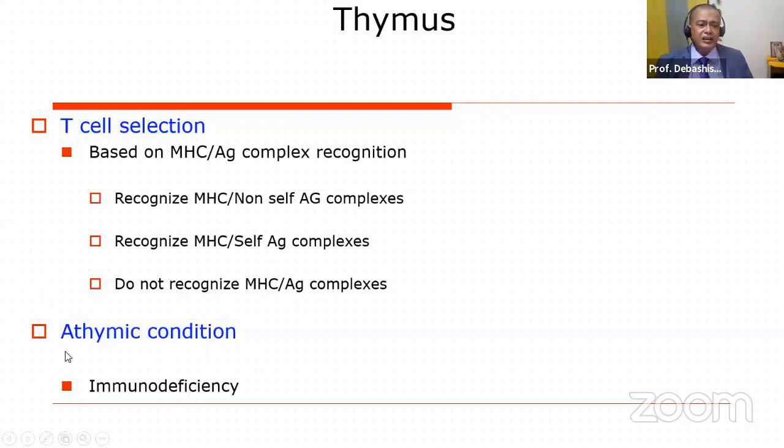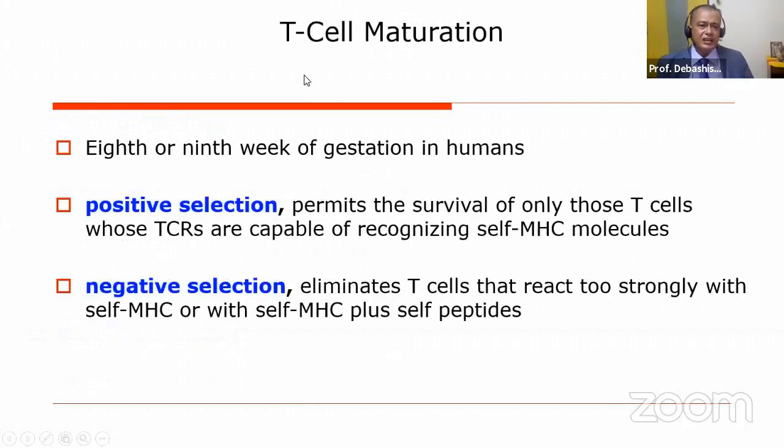You can know that the athymic conditions give rise to immunodeficiencies. You heard of DiGeorge syndrome, etc. T cell maturation happens around the 8th or 9th week of gestation in humans. It has positive selection, which permits the survival of only those T cells whose TCRs are capable of recognizing self MHC molecules, and negative selection eliminates the T cells that react too strongly with the self MHC or with the self MHC plus self peptides.